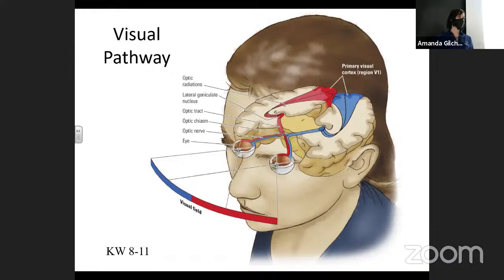So here's what that means. If you damage your nasal retina, you will end up losing part of the ipsilateral field. So if I damage this retina, which is my left, I will damage the outer portion of my left visual field. If I damage my right temporal retina, I will damage the inner portion of my left visual field. So if I damage a nasal retina, I'm losing part of the ipsilateral field. If I damage my temporal retinas, I'm losing part of my contralateral field. Contralateral and ipsilateral are always really tricky things to work with. I get that.